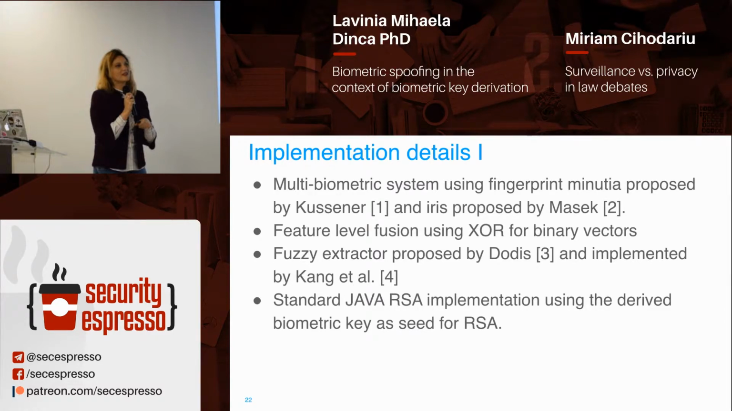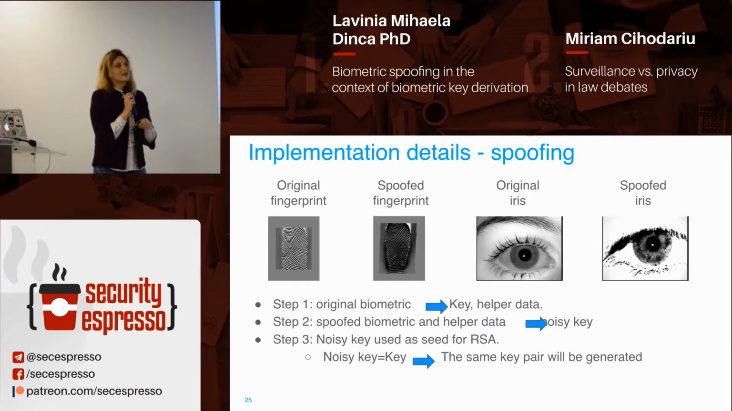These are some images. So we have an original fingerprint, a fake iris, a spoof fingerprint, like a fake fingerprint, an original iris, and a spoofed iris. How are the tests being done? So we have the original biometric, and we extract the key. Then the spoof biometrics, and we extract the key. If the keys are the same, it means that we obtained what we needed. And basically, we will also have the private keys.